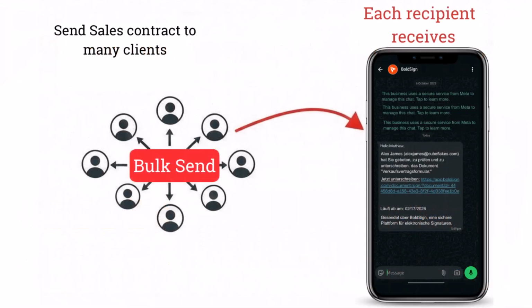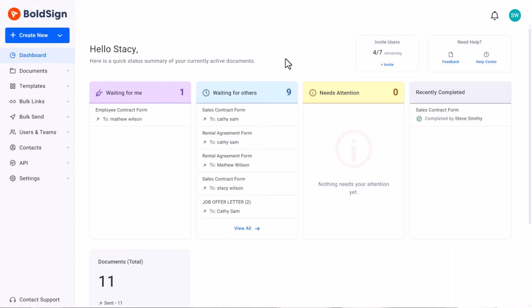Imagine you're a sales manager sending a contract to multiple German clients. They prefer WhatsApp delivery and signing in their native language, and you already have a database with their details. You've also translated the contract into German. First, log into your BoldSign account. You'll need a template configured for WhatsApp delivery and set to the recipient's specified language.